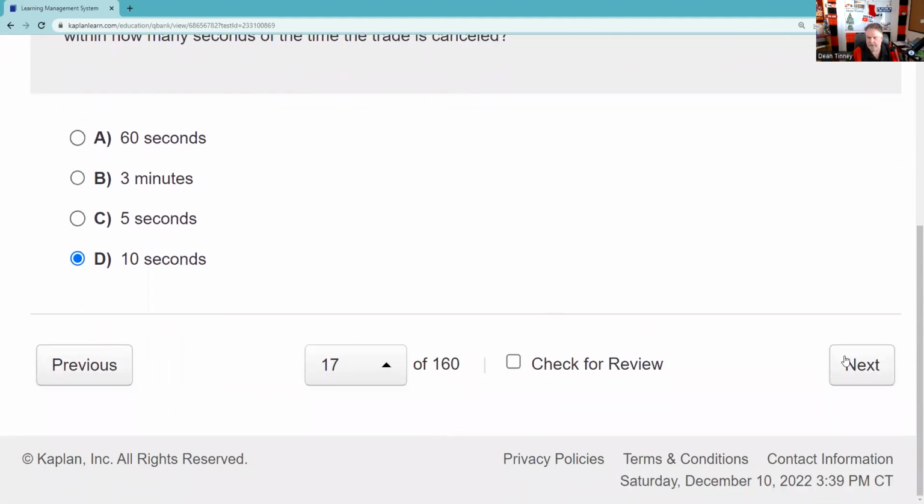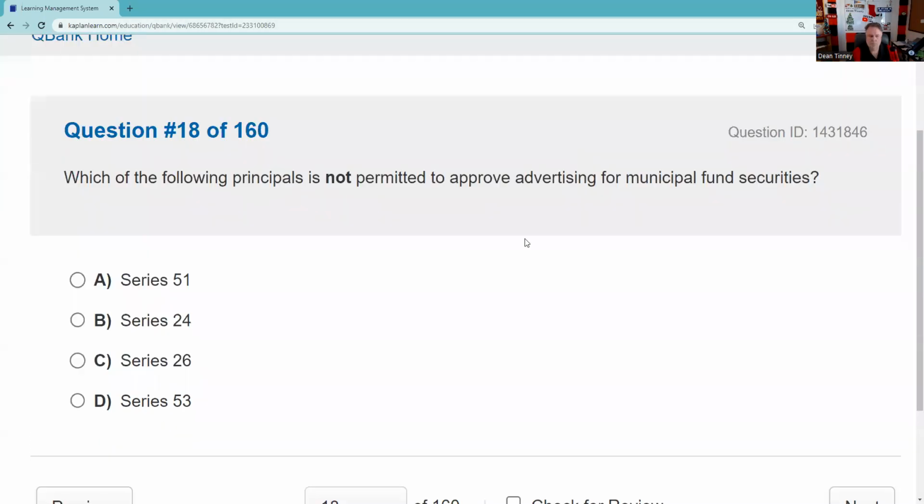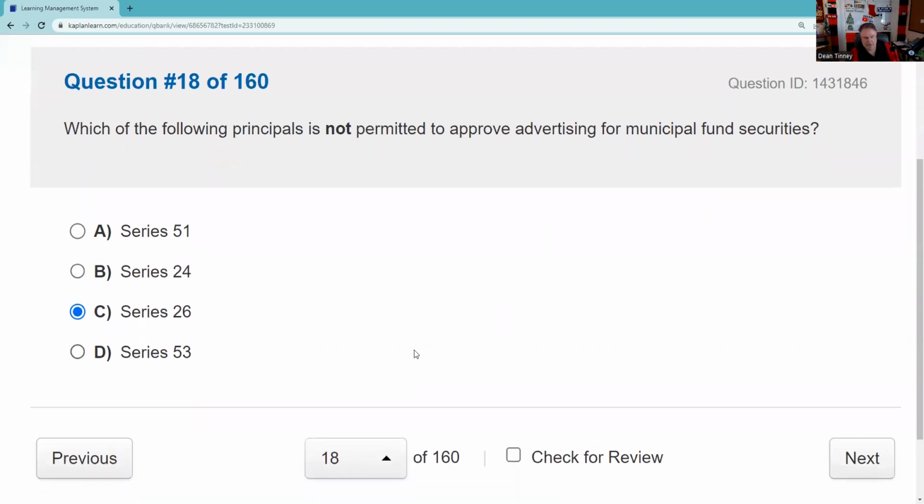All right, question 18. Which of the following principals is not permitted to approve advertising for municipal fund securities? You should definitely know when you pass the test, you can. And 51s and 53s are municipal registrations. It's the 26. 26s can only supervise mutual fund stuff. I feel like starting every 6 and 26 class by saying, why don't you get a 7 and a 24, because you're going to need that eventually.